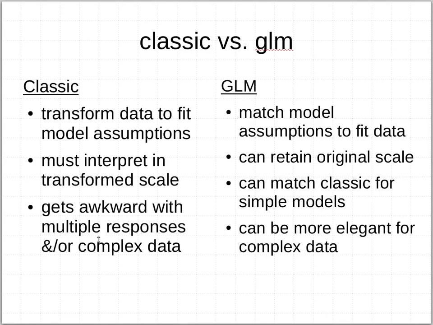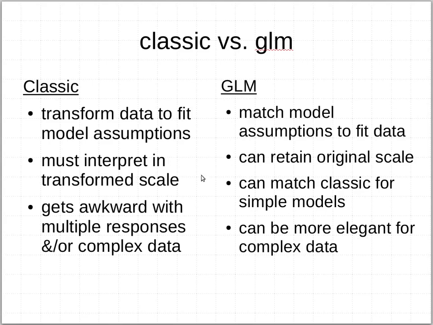The classic models can get really awkward if you have multiple responses and complex data, because you're talking about log transforming one variable and square root transforming another variable. If you want to compare among those different responses, it can be awkward. Square root of one response and log transform of a different response, it's hard to evaluate all these different things. If you work with GLMs, everything stays in those original units, and so it can be more elegant for these complex kinds of comparisons.